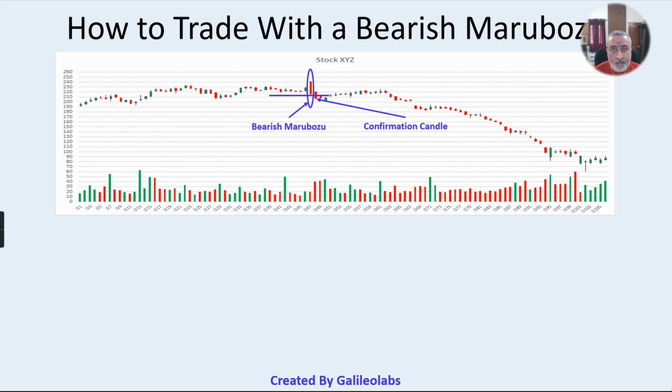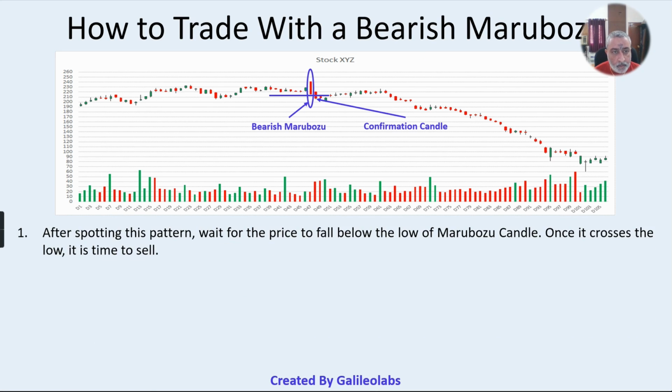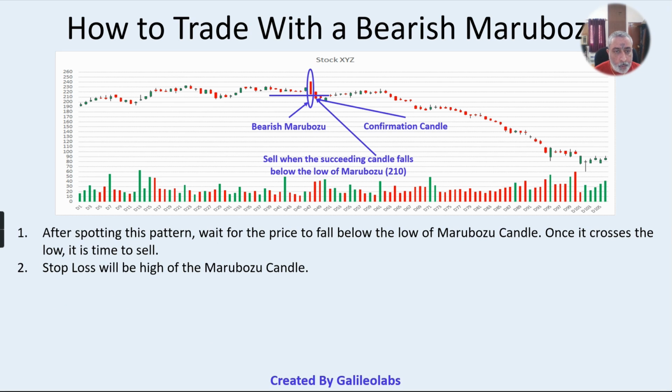Now, how to trade with a bearish Marubozu? First of all, after spotting this pattern, you need to wait for the price to fall below the low of the Marubozu candle, and once it crosses the low, it is time to sell. So in the next candle itself, the price is crossing below the low of the Marubozu candle, so we can enter a sell trade at around 210. Now stop loss will be the high of the Marubozu candle.